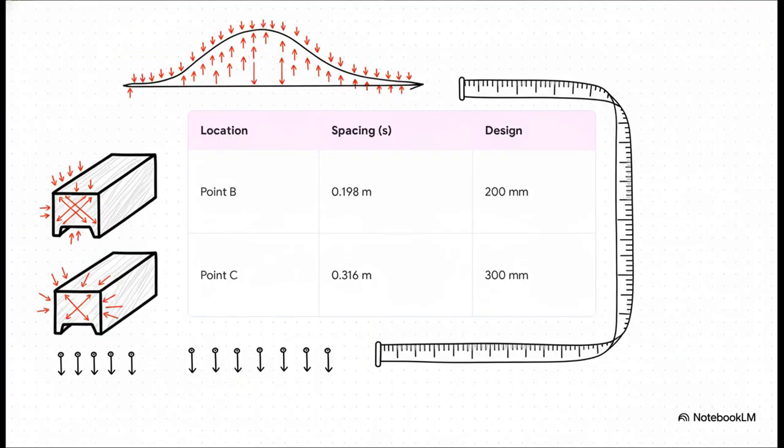So let's summarize exactly what these findings dictate for a builder out there on the ground. Because point B experiences highly concentrated shear flow, you absolutely must design for a tighter nail spacing, meaning using a nail every 200 millimeters. But up at point C, the stress is distributed differently. This means you can safely save materials and labor by spacing those nails 300 millimeters apart. The exact geometric placement entirely dictates the required density of your hardware.